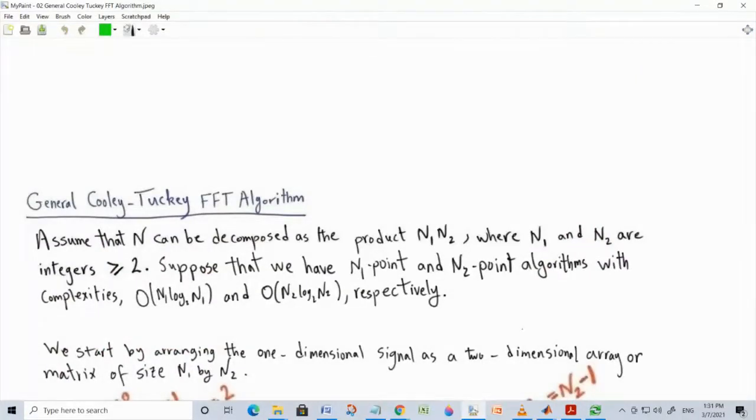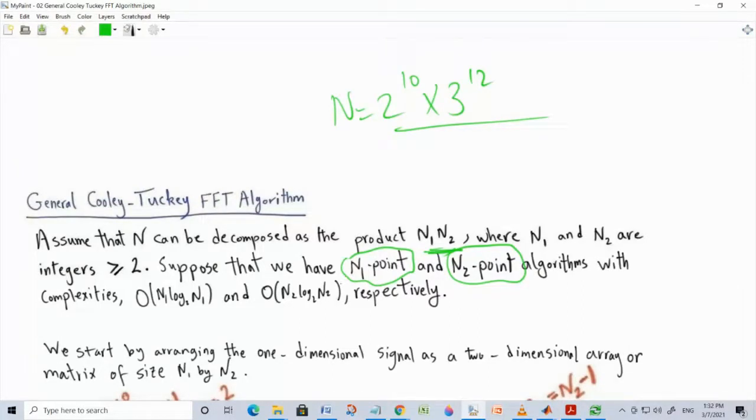In some applications, we have n that is a multiple of n1, n2. So suppose that n is 2 to the 10 times 3 to the 12. Okay, so what should we do? Suppose that n can be written as the product n1, n2, and both are integers greater than or equal to 2. And suppose that you already have an efficient algorithm for doing n1 point DFTs and another efficient algorithm for doing n2 point DFTs.